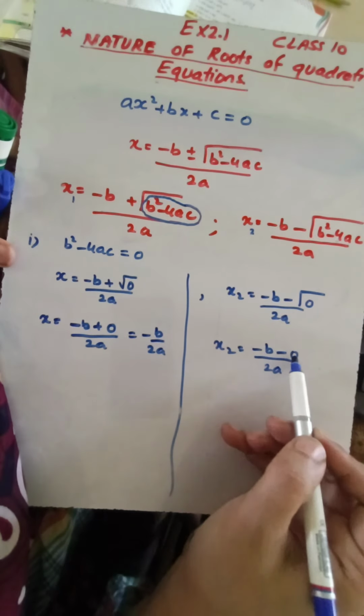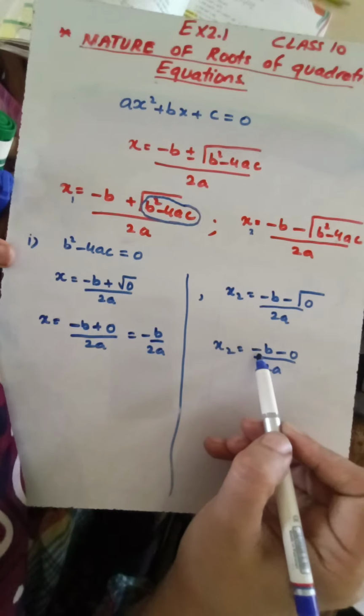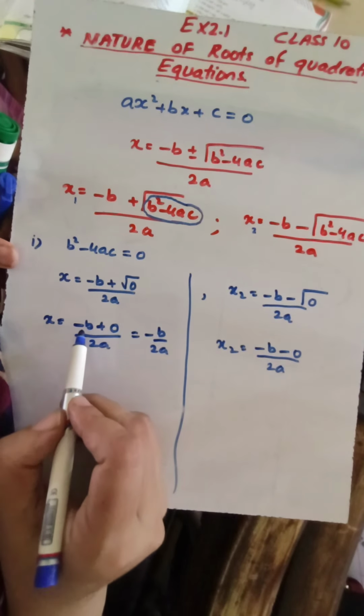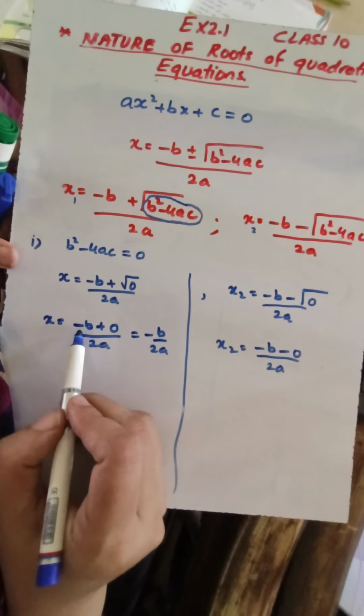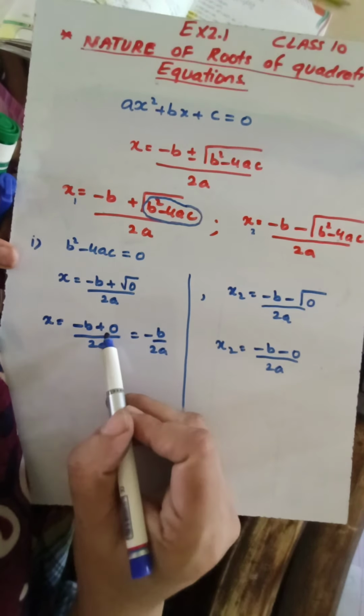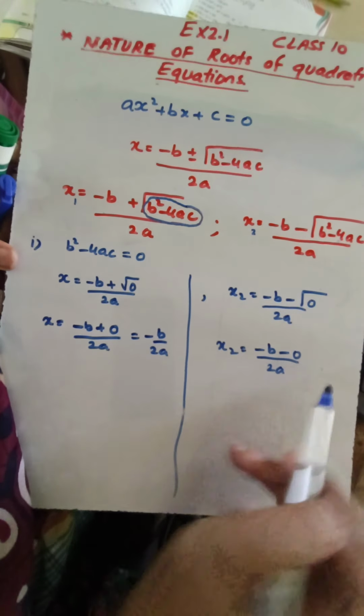Now we know that if 0 is subtracted from a number, it remains the same. Similarly, if 0 is added to a number, it will not affect the number. Okay, the number will be negative b, it remains negative b whether 0 is added or subtracted from it.